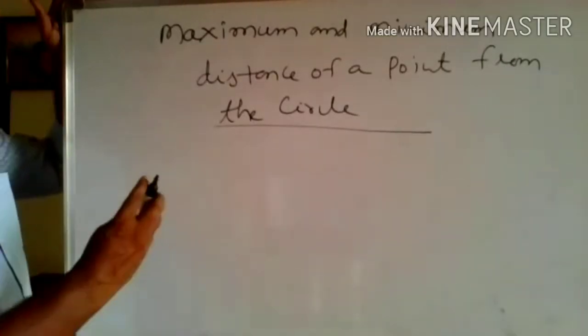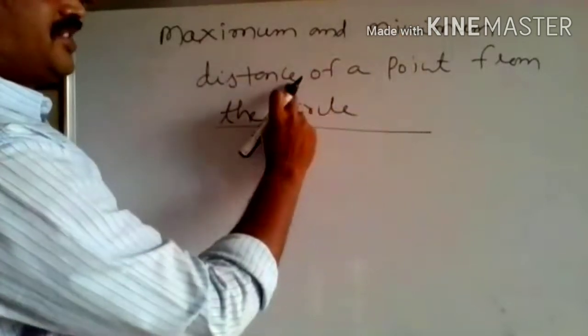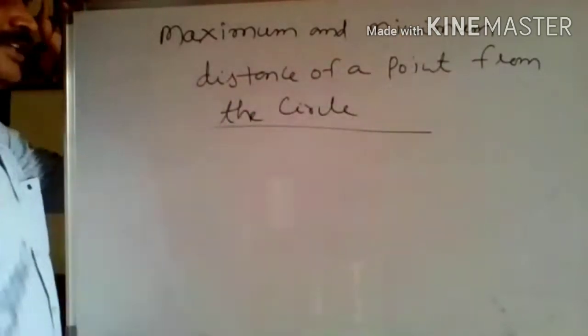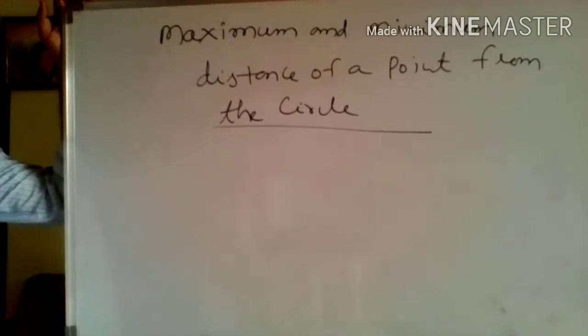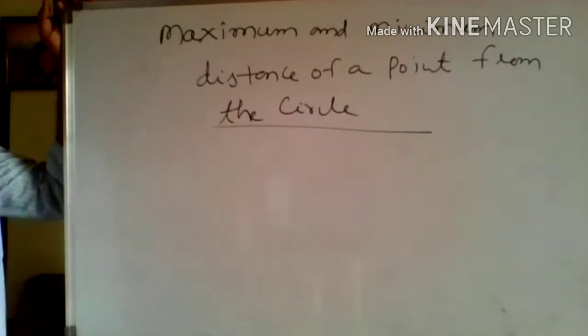Next concept: maximum and minimum distance of a point from the circle.